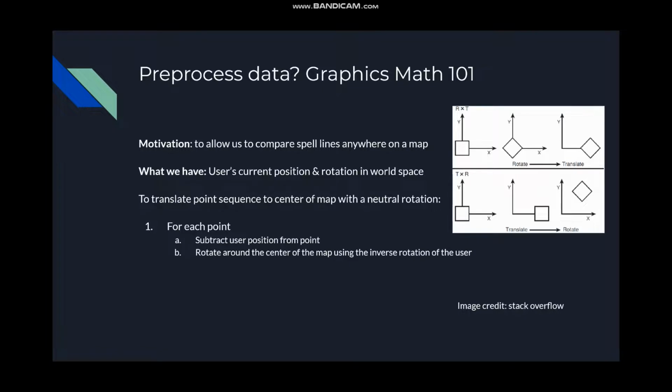And so, preprocessing data, graphics math 101. This preprocessing of the data is motivated to allow us to compare spells anywhere in the map. And what we have at any given moment is the user's current position and rotation in world space. So to translate a point sequence or a transform node to the center of the map with a neutral rotation, we do the following for each point or just on the transform node. We subtract the user position from the point and rotate around the center of the map using the inverse rotation of the user.